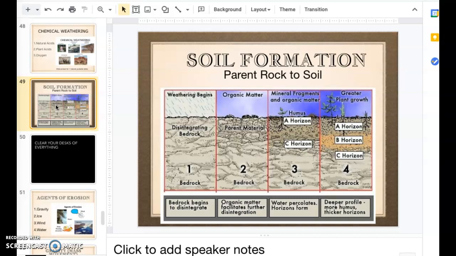Sometimes, however, not only is there weathering, but there's also erosion, and the sediment will move somewhere else.